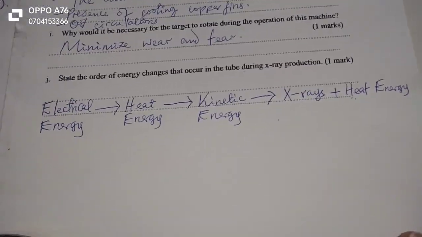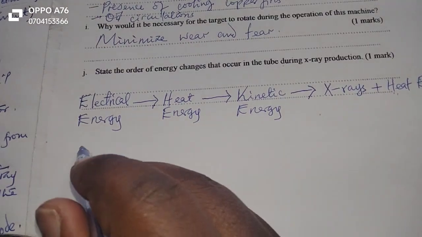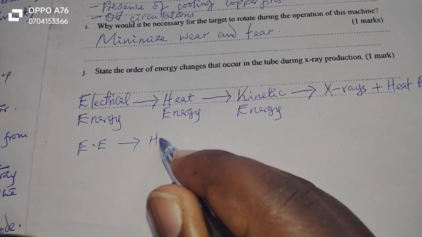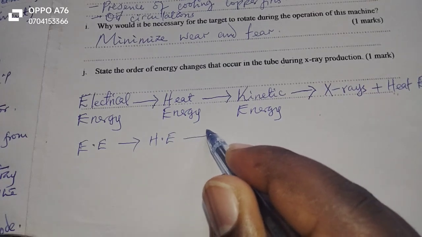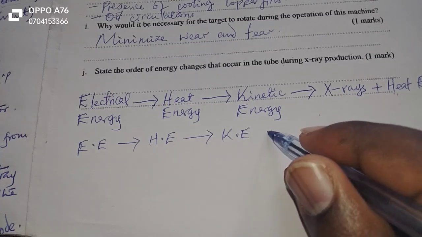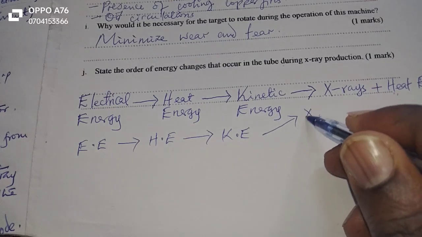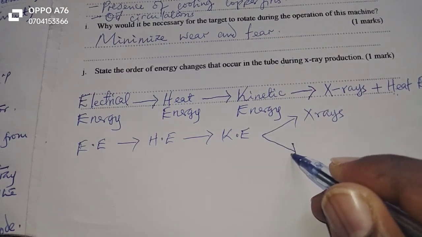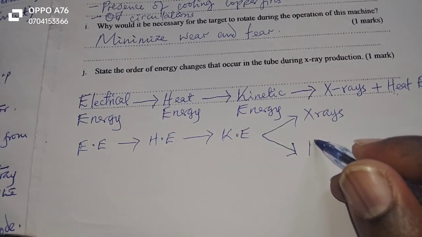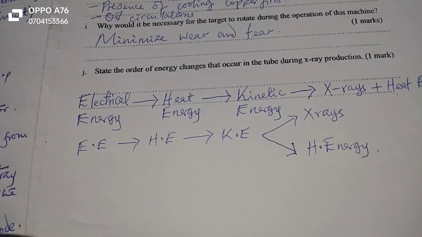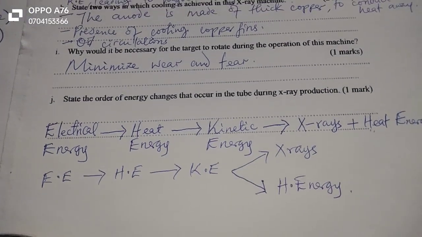So in the last arrow, a student can also say electrical energy, heat energy, kinetic energy. Then this kinetic energy now becomes X-rays, and the other percentage becomes what we are calling heat energy again. Therefore, the last arrow can be handled in such a manner.